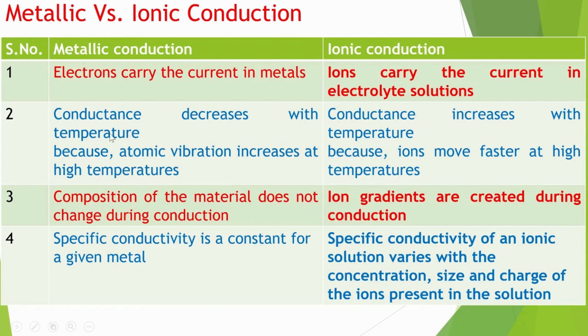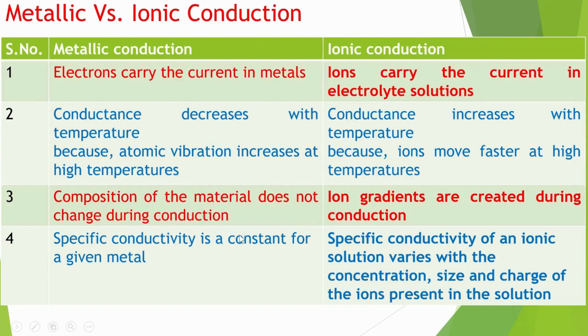In the case of metals, conductance is inversely proportional to temperature. Conductance decreases with temperature. At high temperature, conductance will be less. Because if you increase the temperature, we saw that the atoms are always vibrating in metals. The atoms will start vibrating more. You would have seen water boiling. If you increase the flame, the boiling will be more, just like that. If you increase the temperature, atoms will be vibrating vigorously. Because of that, resistance increases and conductance decreases at higher temperatures. Whereas in the case of ionic conduction, if we increase the temperature, ions will move faster. Because of that, conductance increases with temperature. This is an important difference between metallic and ionic conduction.